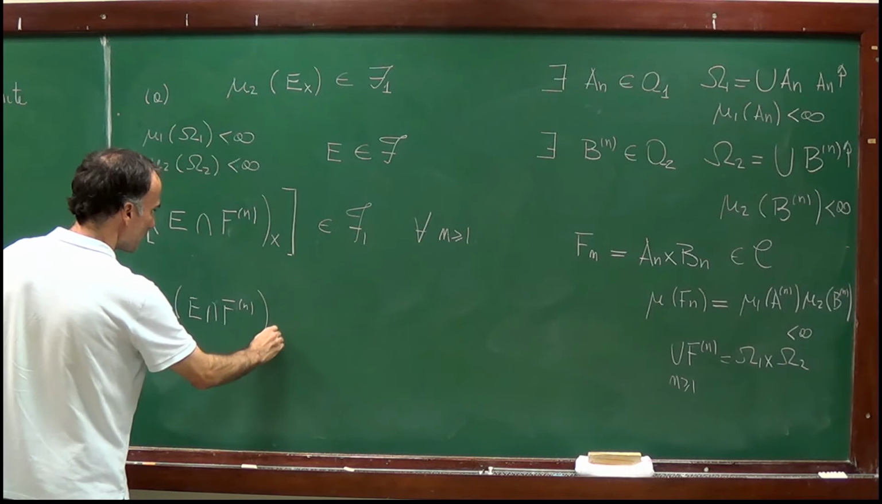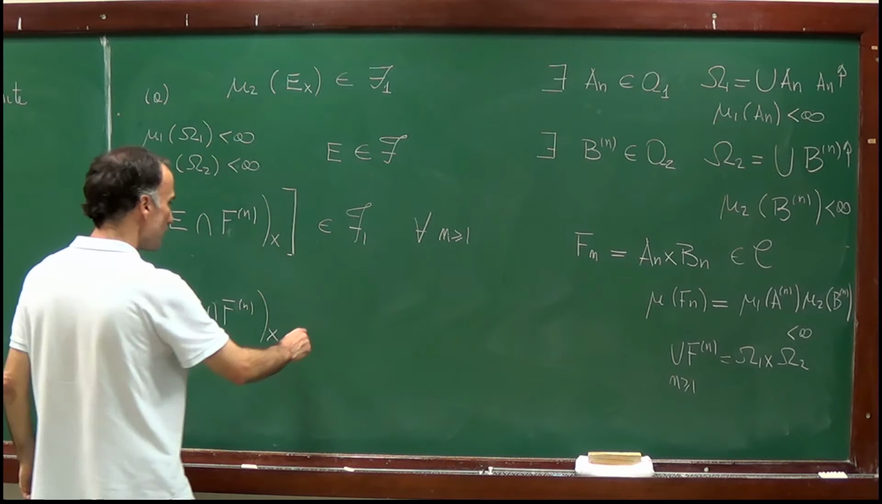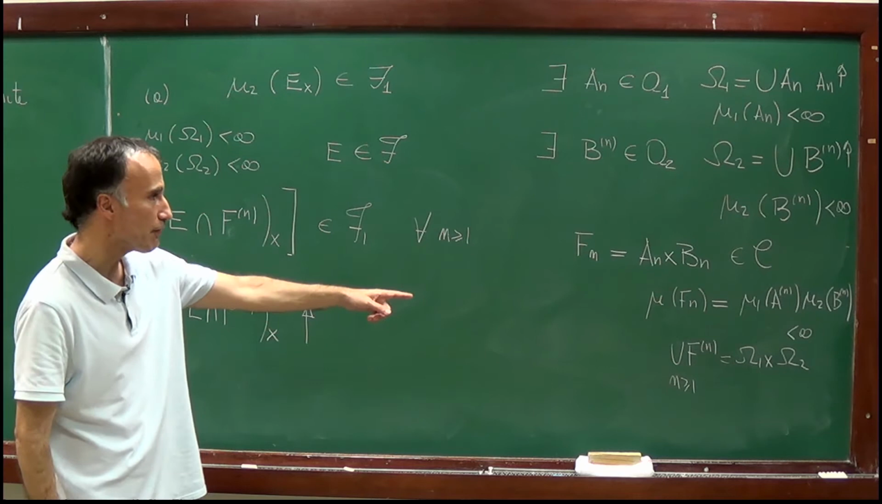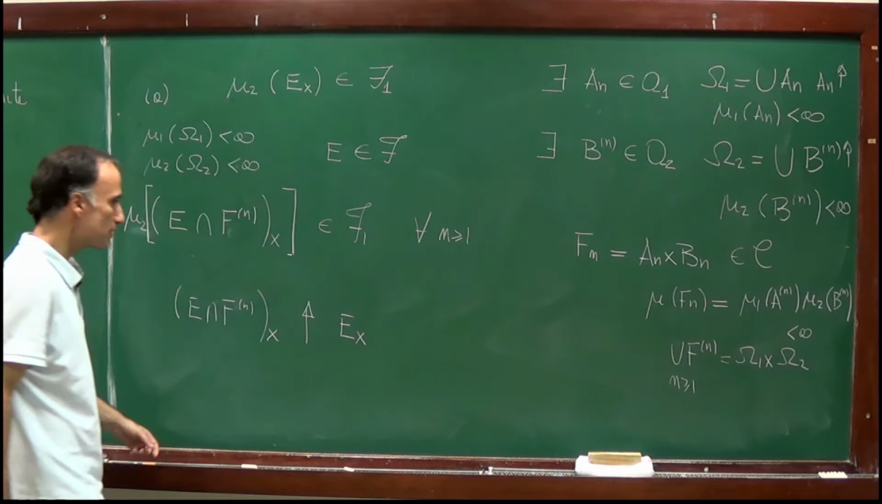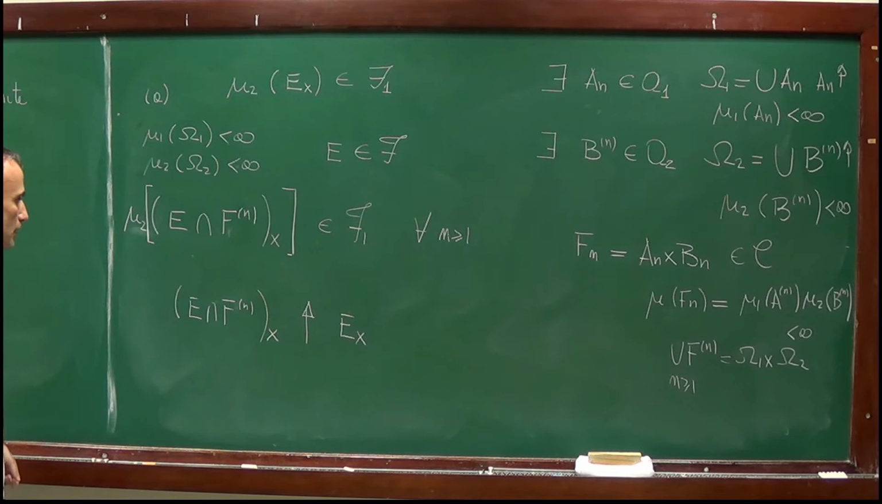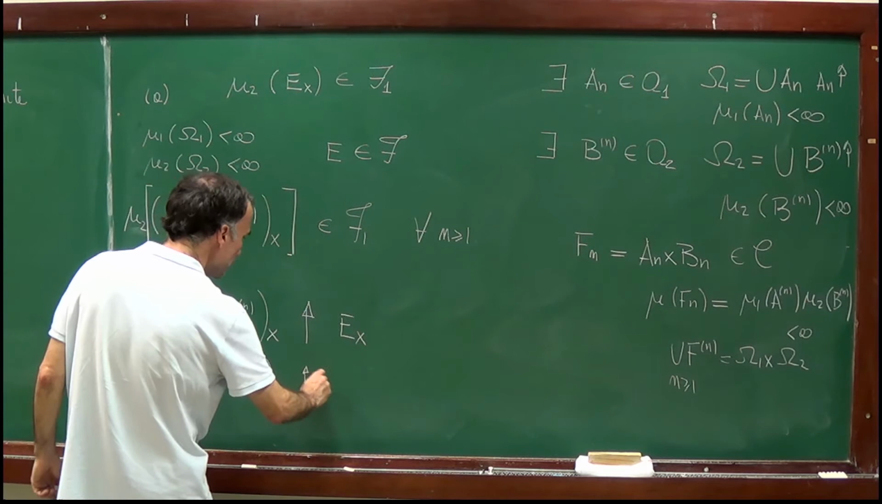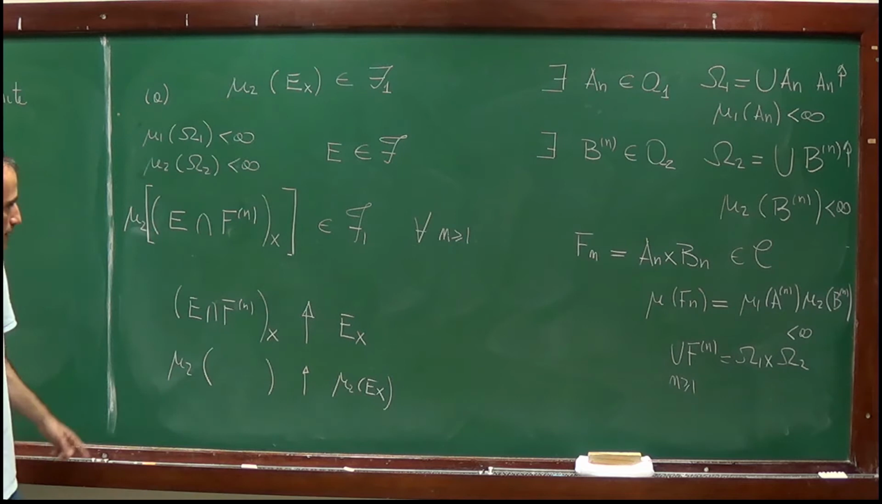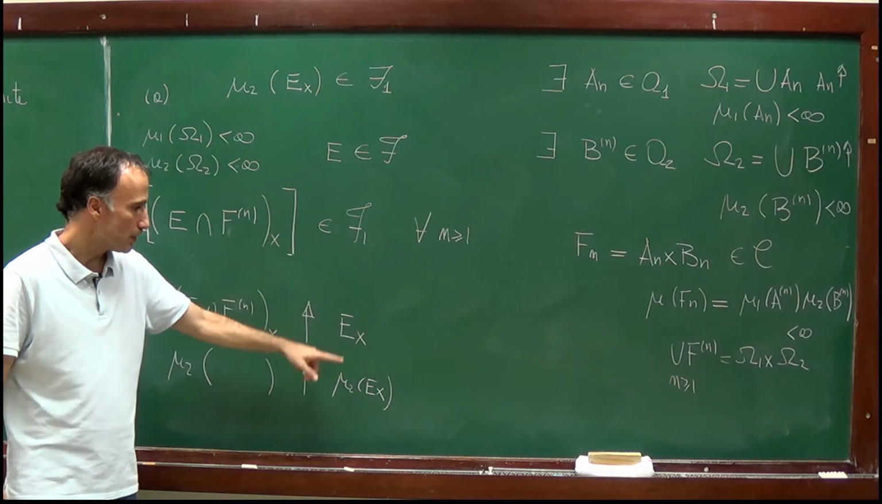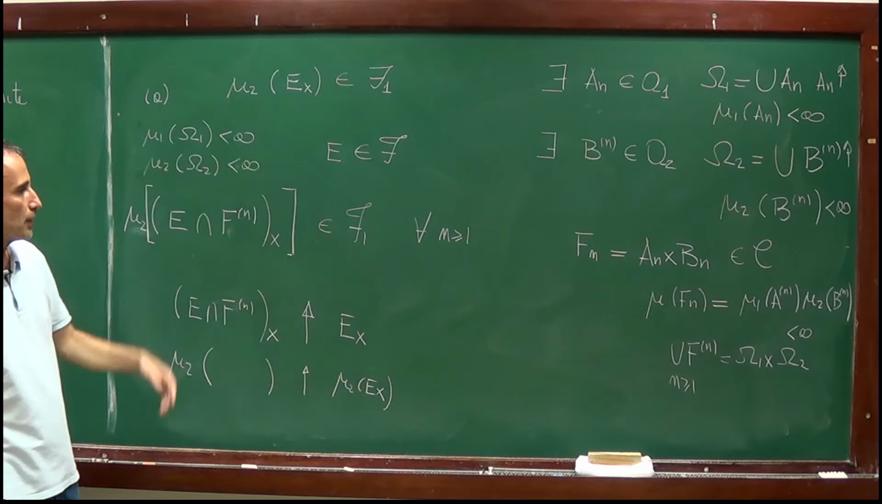the section at x of this set, since these sets Fn are increasing, they are increasing to the section of the limit, but the limit of the Fn is just omega 1 times omega 2. So this sequence of sets is increasing to the x section of the set E. And therefore, mu2 of this set is increasing to mu2 of Ex, and since these functions are all F1 measurable, the limit is also F1 measurable, and this concludes the proof of the first part of the theorem.